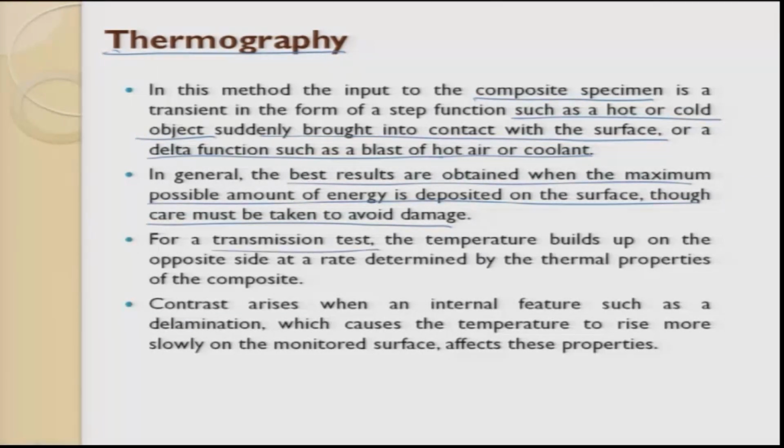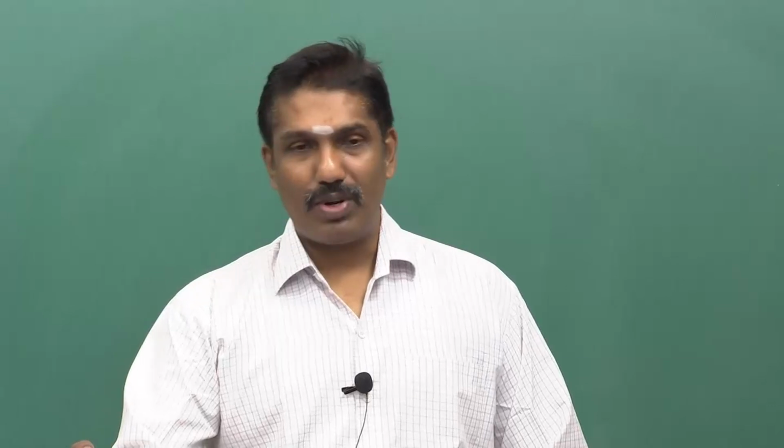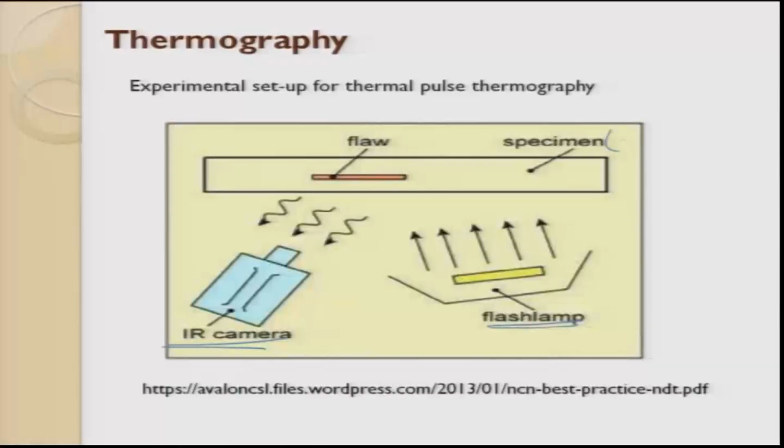In a transmission test, the temperature builds up on the opposite side at a rate determined by the thermal properties of the composite, and if there are any internal flaws, there will be a difference in heat loss. Whatever I have explained, we have put here. So, you have an IR camera, an infrared camera, with a flash light. The example I gave of a human being at the airport is one where the specimen has its own source.